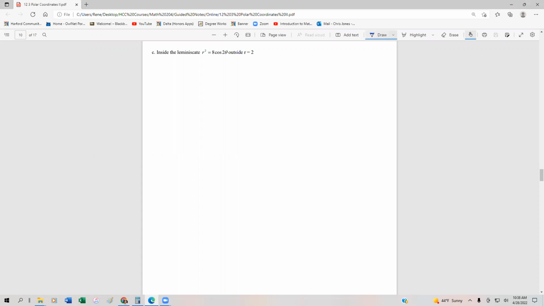Of course, we want to try to graph this, but before we graph it, we have to remember that if we take the square root of both sides, r is going to be equal to plus or minus root 8 cos 2 theta. And so when we put this into a graphing utility, we're going to have to use one graph for the positive root and then one graph for the negative root. And then, of course, we have r equals 2.